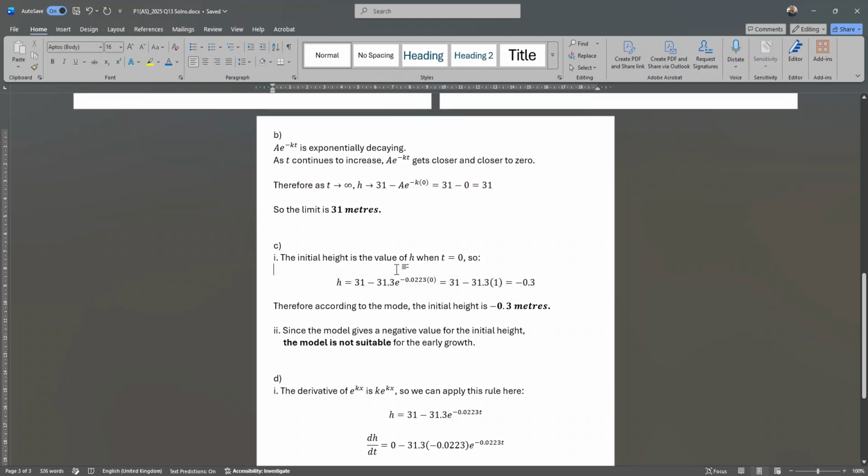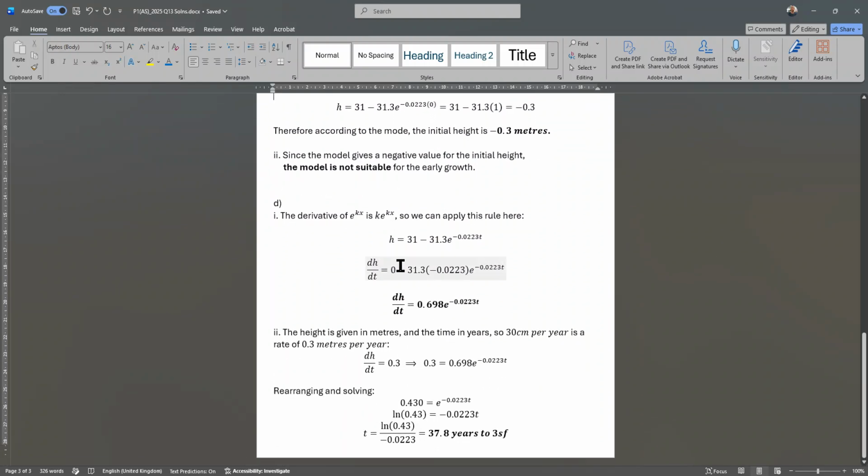If it's changing at a rate of 30 centimeters per year, then the height in meters is changing at 0.3 meters per year. So dh by dt, which is the rate at which h changes over time, is 0.3. And that's the equation we're solving. So you just set 0.3 equal to this. We divide by 0.698. We take the natural log of both sides. We divide by the minus 0.0223. And then finally, you round your value to a sensible level of precision.